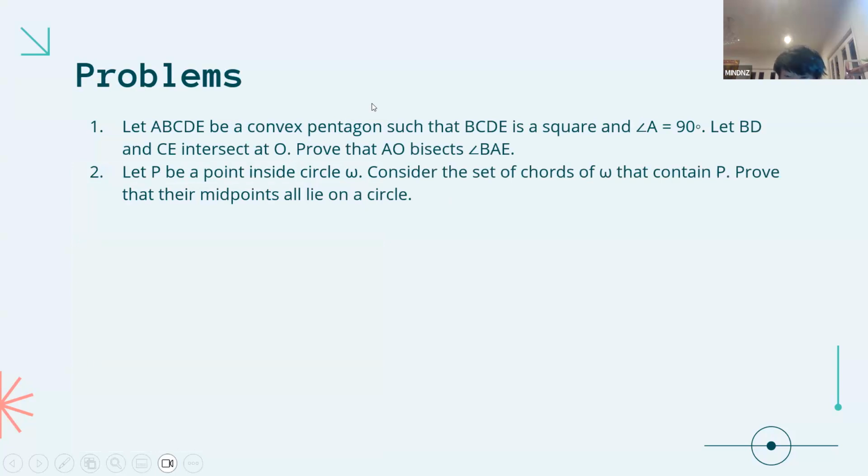And now I have some problems. This is the last slide of the presentation, so leave if you want. Maybe remember the problems and try them. Problem 1 is very doable. I will present the solutions, so if you want to stay for that, I'll present the solutions in 2 minutes.